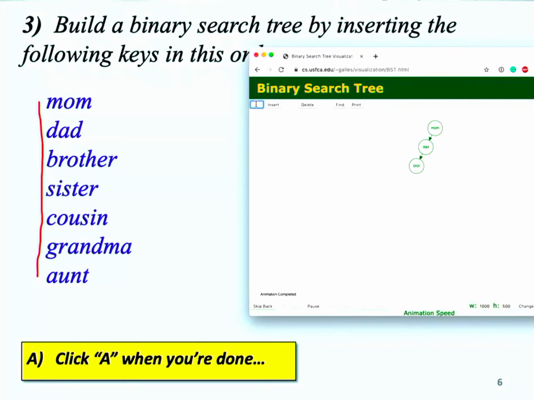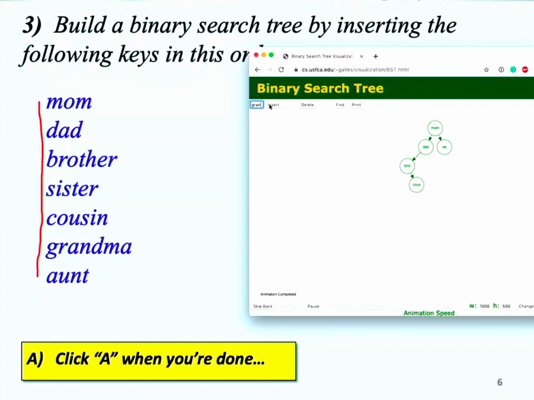And we'll also look at how this is implemented in code when you do it through pointers. So where would sister go when we insert sister? It would be on the right of mom. Correct. And cousin comes out here. Grandma. Now where would grandma come? To the right of brother.